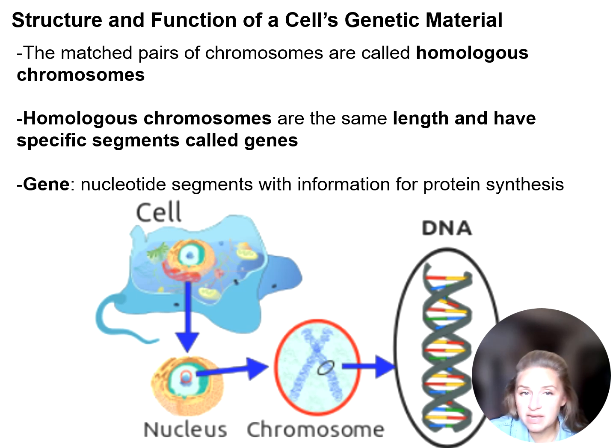So the matched pairs of chromosomes are called homologous chromosomes. Homo means same, so these are 2 of the same chromosomes. They're the same length and they have the same specific segments of DNA. Those are called genes. The definition of a gene is a nucleotide segment, so it's DNA that has the information for a protein. So we have genes that code for proteins, and we'll talk about this a little bit later when we talk about DNA and protein synthesis. But all of this is happening in the nucleus of the cell.